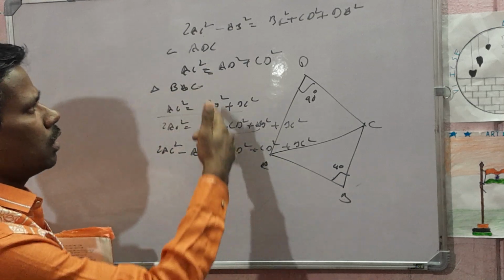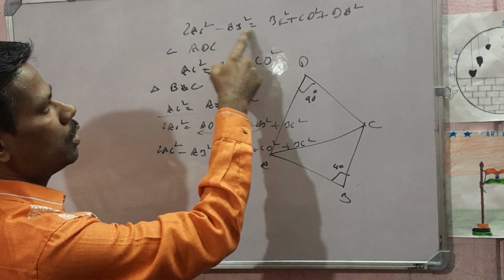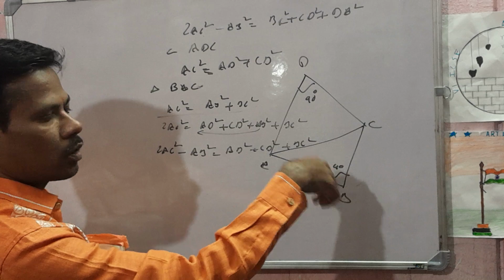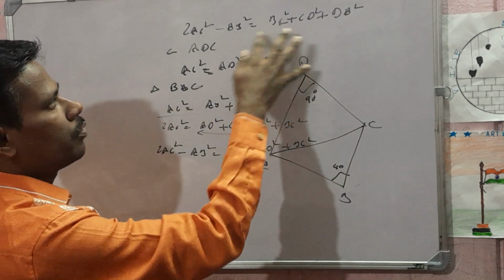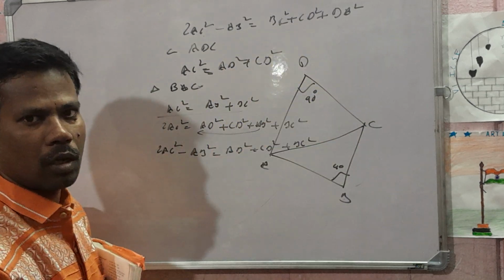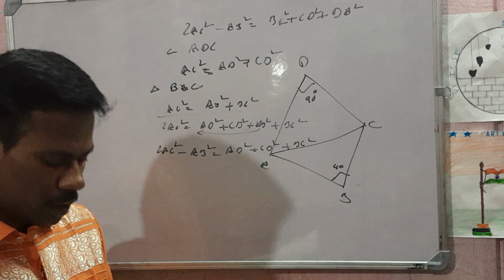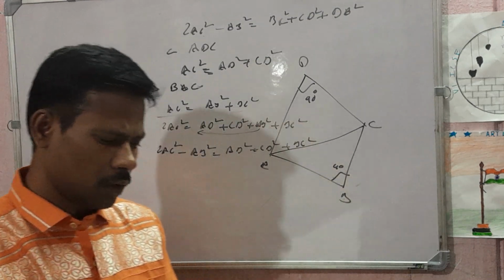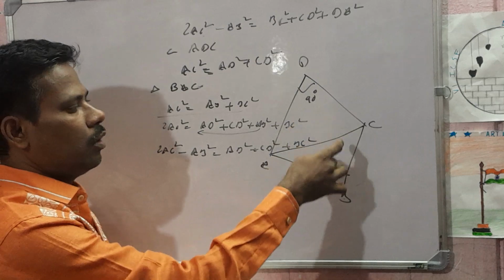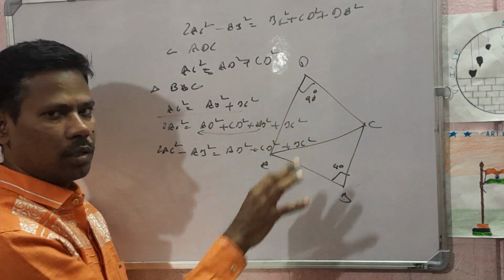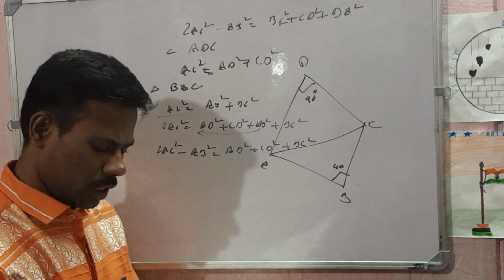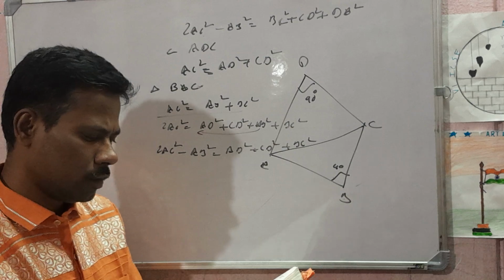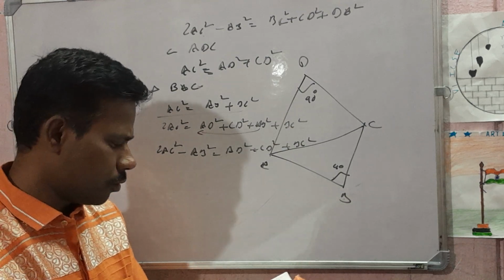So they may ask in exams different types, 2AC square, sometimes 2BD square, like that. They will ask in different formats. So the logic is same. Please try to do by yourself. Another question, it's very simple. You have to consider this triangle, add this. That's it, there ends the problem. Nothing great about this problem. It is nothing but objective type question.